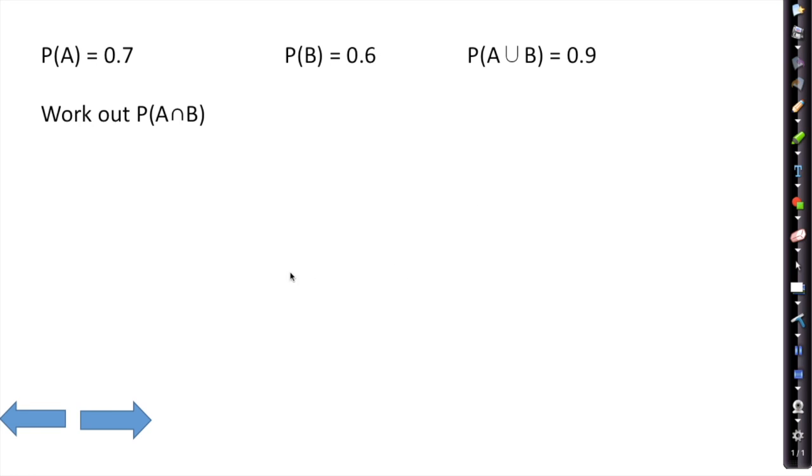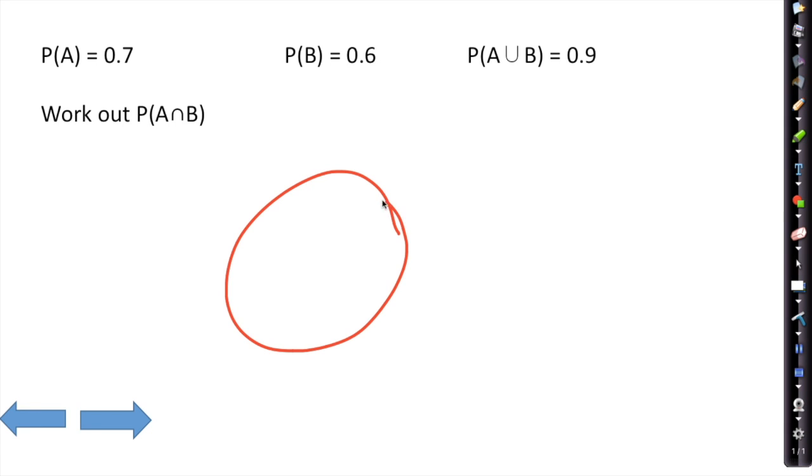Hopefully by now you are able to actually try quite a few of these yourself without the explanation. So let's just go through the answers. Probability of A is 0.7, probability of B is 0.6, and the probability of the union of A and B is 0.9. So, as you may have guessed by now, we're going to be drawing a Venn diagram.